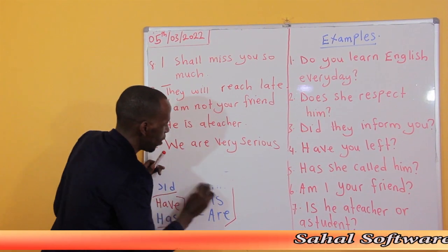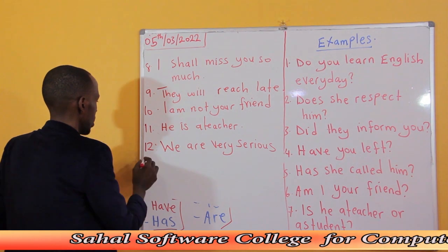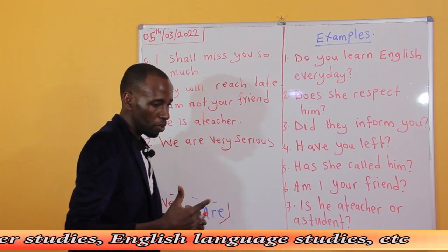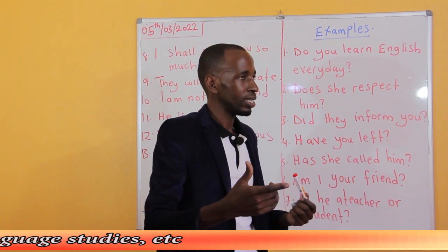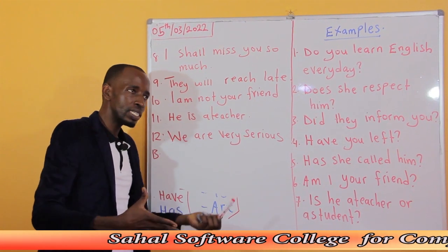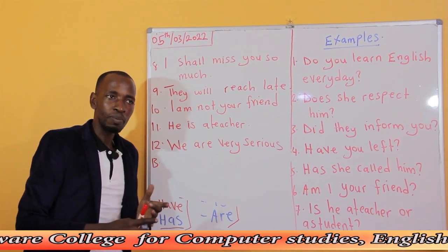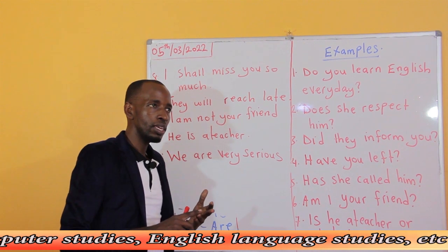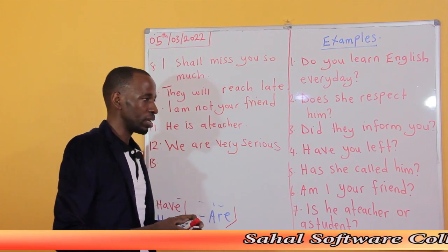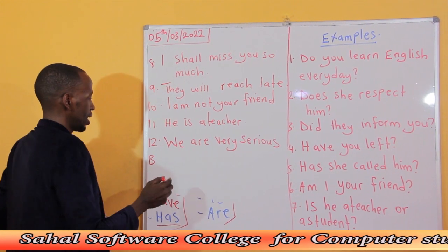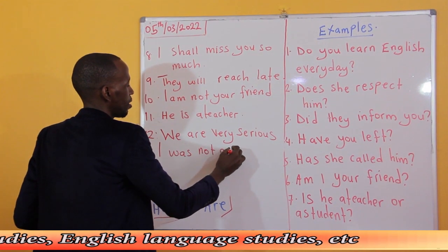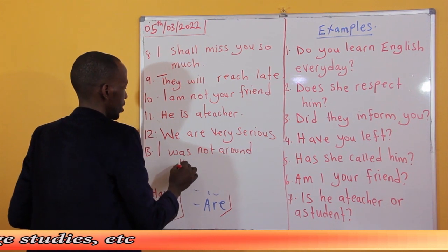Thank you so much. Now I am going to talk about was and were. Was and were are forms of verb to be in the past. I can say yesterday I was busy. Yesterday I was not around. We were busy yesterday. So we use was when we are talking about she, he, it, and I plus one name. That's when we can use was. So I can say I was not around yesterday.